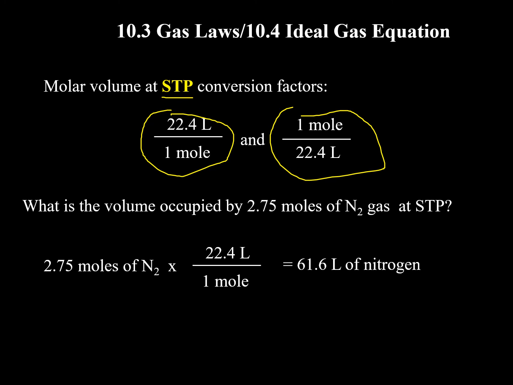So the question here is, what is the volume occupied by 2.75 moles of N2 gas at STP? You have the moles, 2.75 moles. You want to find the volume of nitrogen gas at STP. You simply multiply by 22.4 liters. The moles will cancel, and you're left with the unit of liters on top.